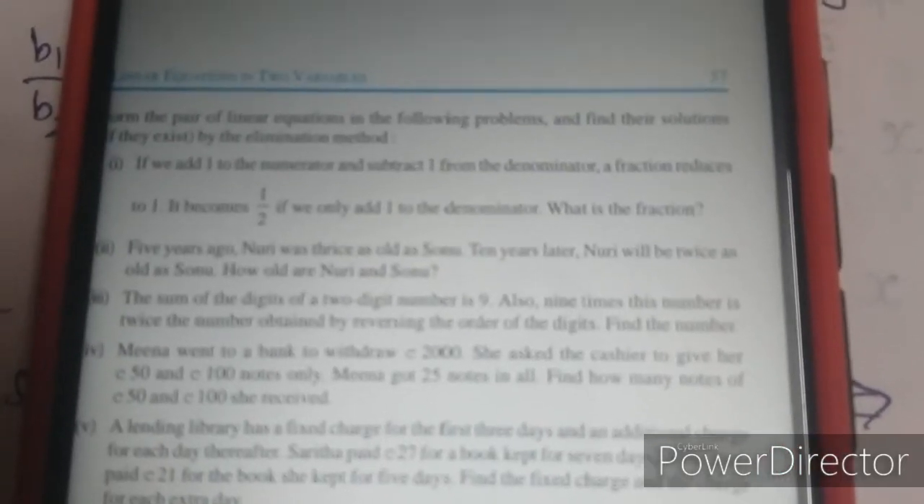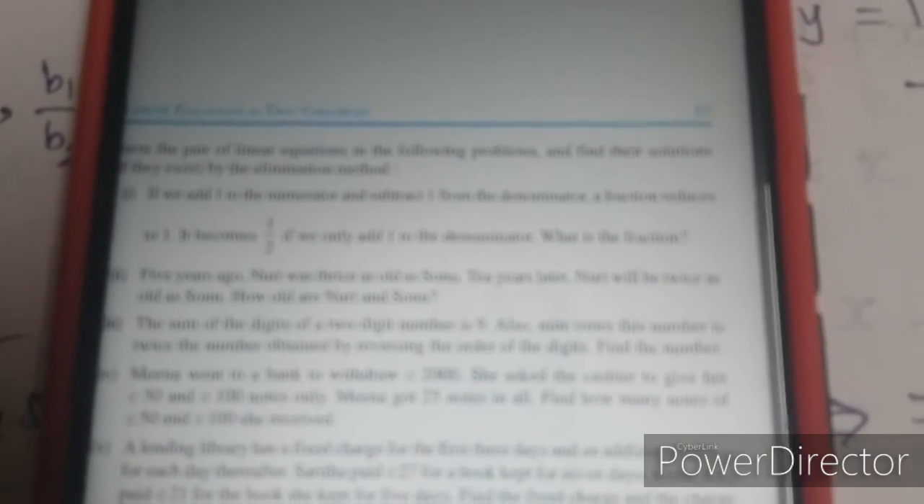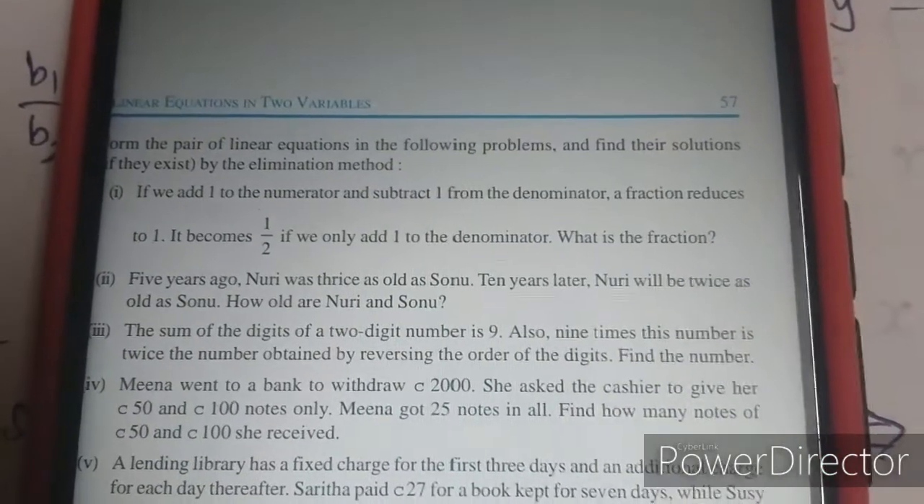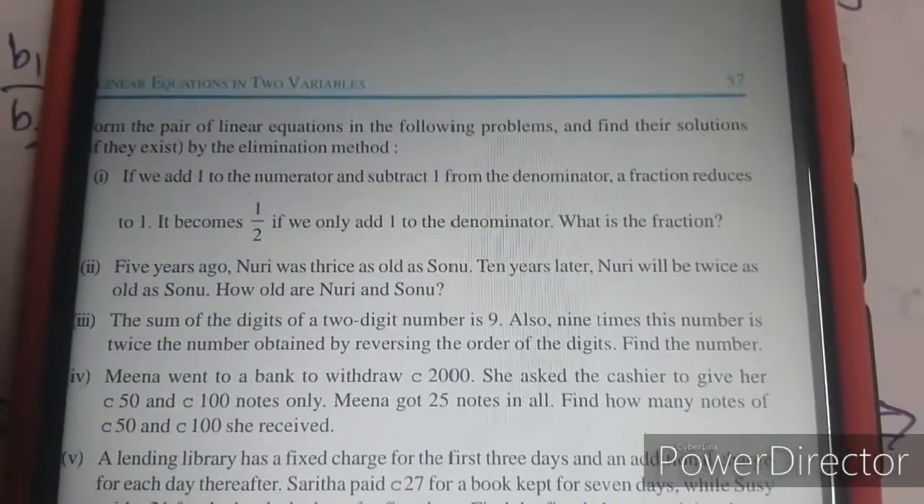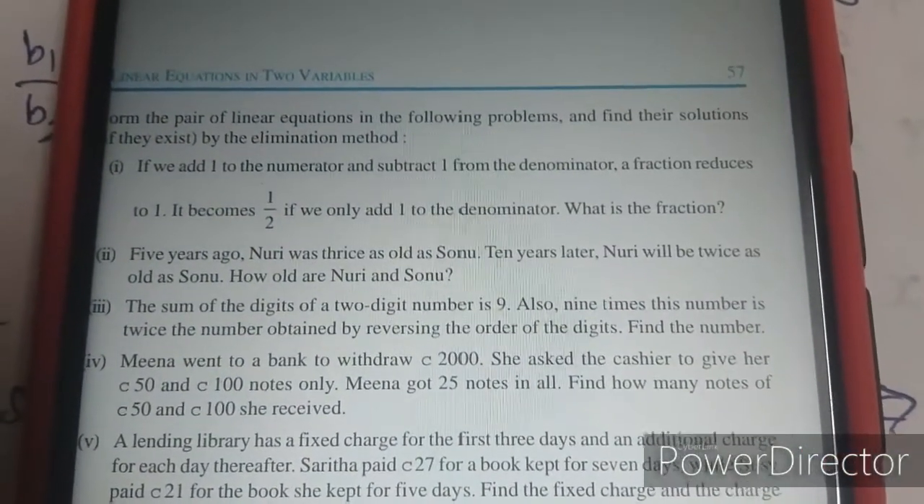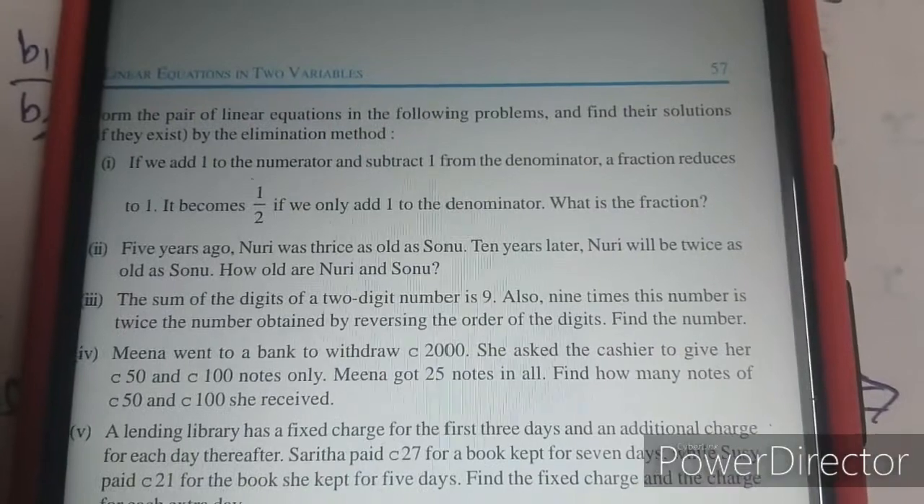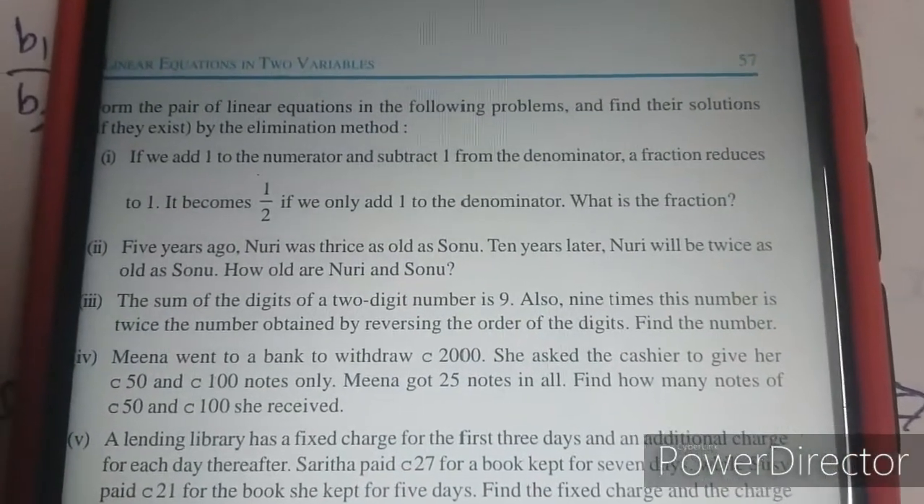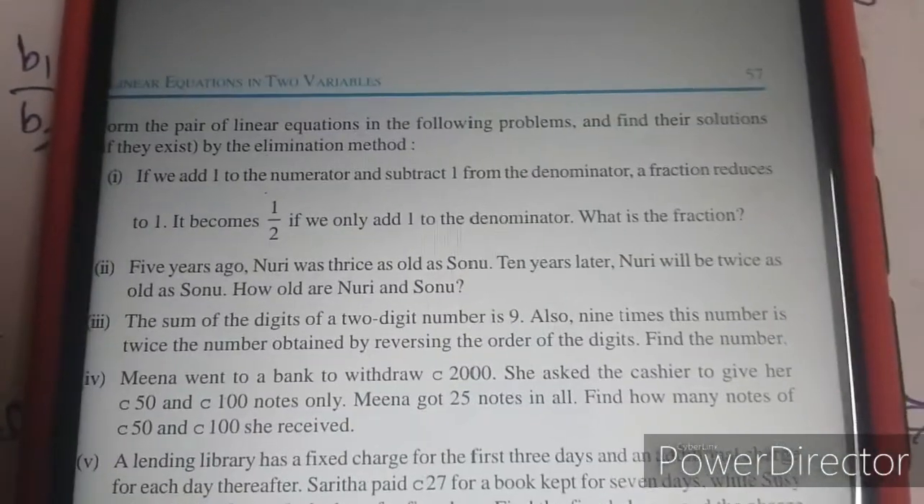Let us see one more problem. Second question is like this. 5 years ago, Nuri was thrice as old as Sonu. 10 years later, Nuri will be twice as old as Sonu. How old are Nuri and Sonu? We have to find out the present ages of Nuri and Sonu.